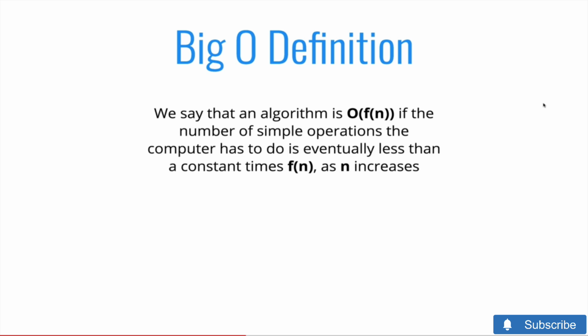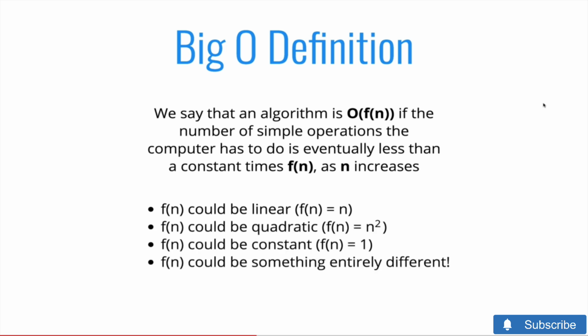So here's a bit of scary text. We say that an algorithm is big O of f of n if the number of simple operations the computer has to do is eventually less than a constant times f of n as n increases. It's a bunch of gibberish, really. What it's saying, though, is that there's a bunch of these. I'm just going to put them all out here for now.